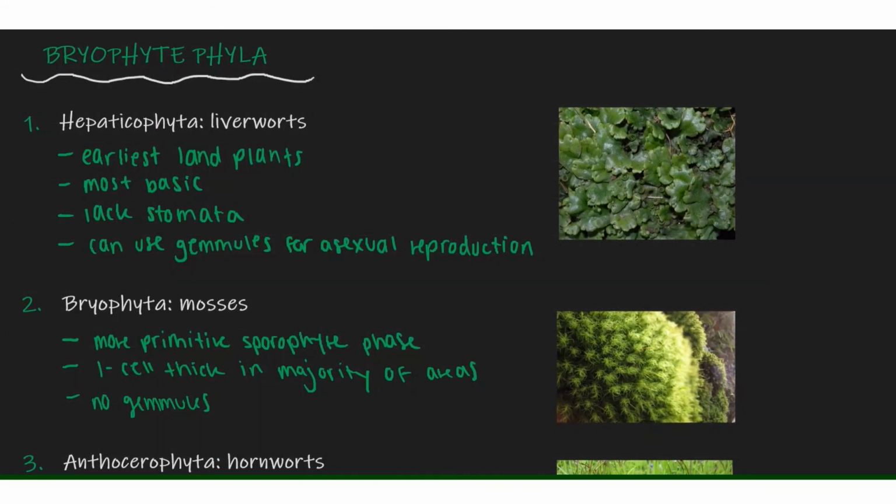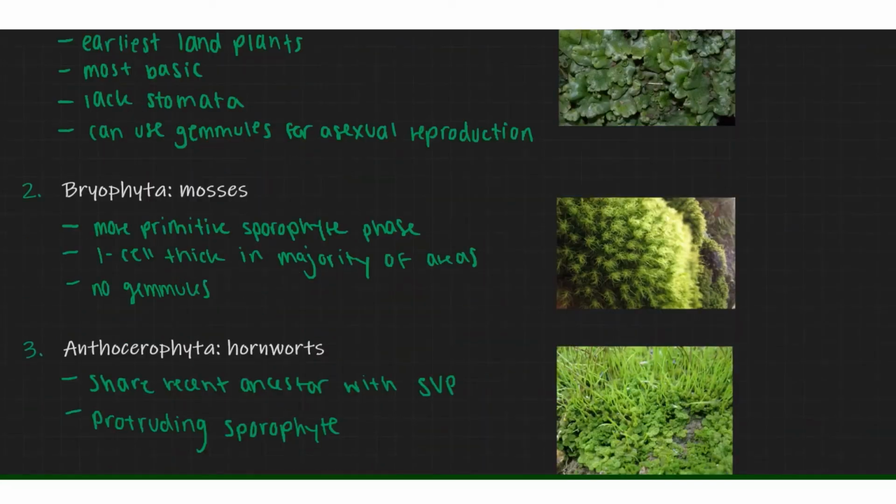Like I said previously, there are 3 phyla that make up the bryophytes. Starting off with the liverworts, these are known scientifically as Hepaticophyta. These are the earliest land plants and have the most basic body structure. They lack stomata, which helps to transfer gases and oxygen in and out of the leaf for photosynthesis. And they can also use gemmules for asexual reproduction, and they are the only phyla in the bryophytes that can use these gemmules.